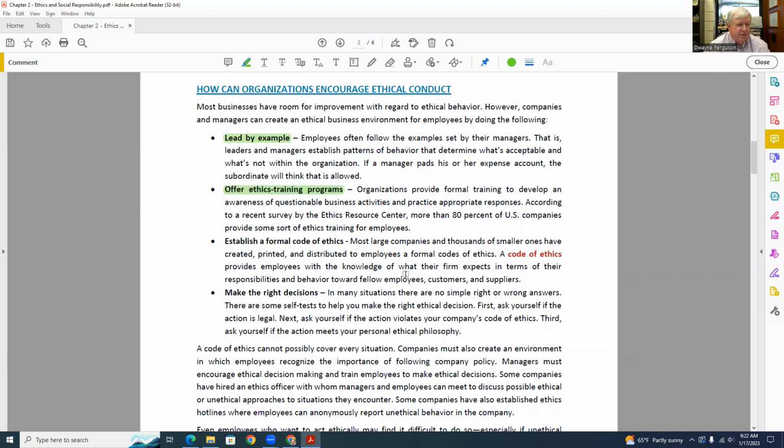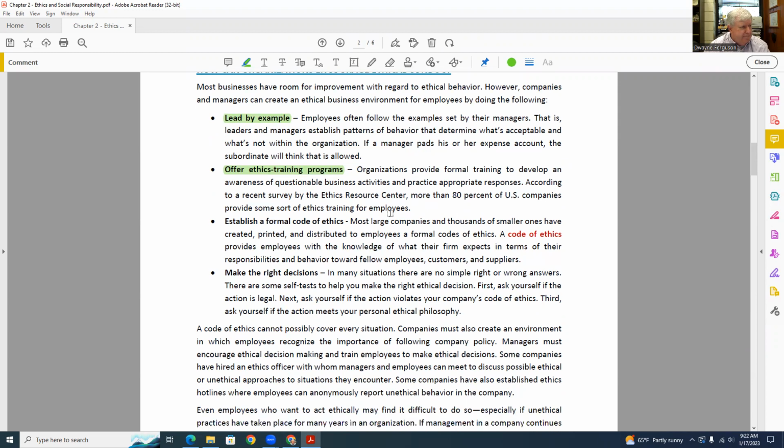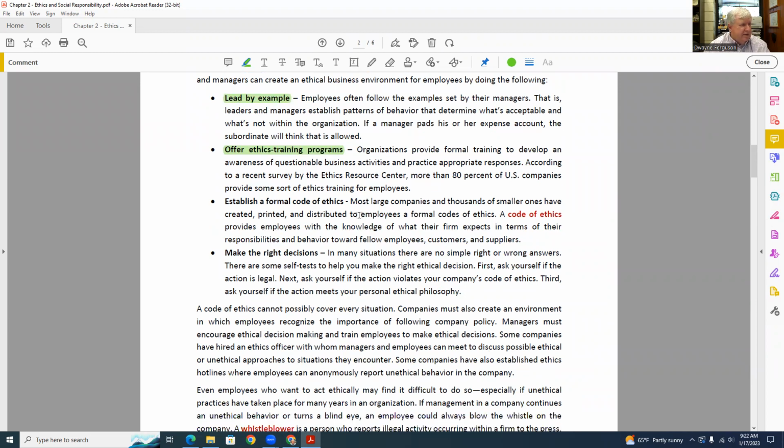Offer ethics training. So you could do this every year. You could have a training program. You could set up a training hotline for if someone sees something done unethically. So teaching your employees what could possibly be a breach of ethics.